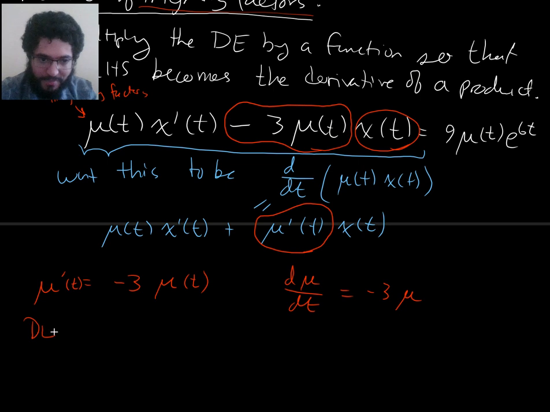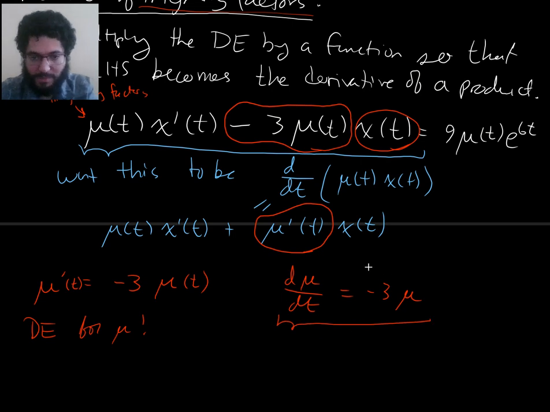So what we get when we apply this method is a differential equation for mu. So you'll solve another little differential equation in order to solve your original big one. Okay, so how do we solve this one? It's separable, and it will always be separable every time you apply this method.